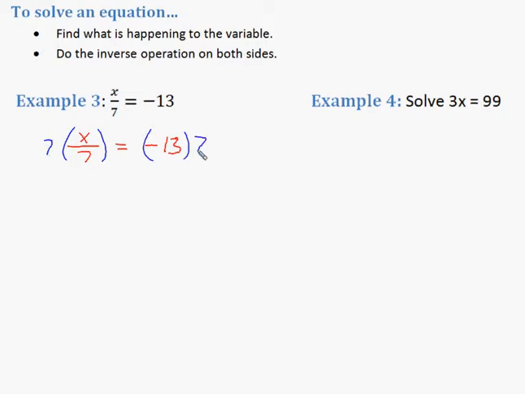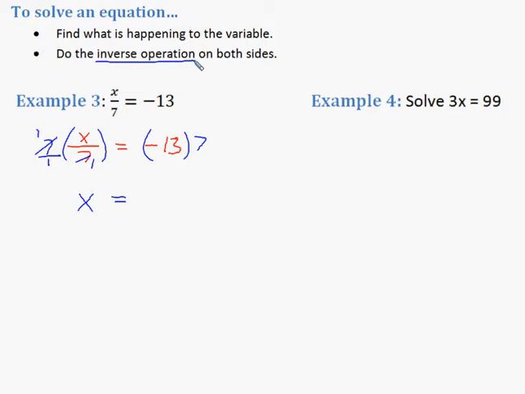Now on the left, we chose to multiply by 7, so they should undo each other, but let's show why it works. When we multiplied by 7, that's the same as 7/1, and now we can reduce, or put in lowest terms. 7 goes into 7 once, and we're just left with x over here. And that's what we should be left with. That's why we chose to multiply by 7. So we found what's happening to the variable. It was being divided by 7. So we did the inverse, because the inverse of division is multiplication, and we multiplied both sides by 7.